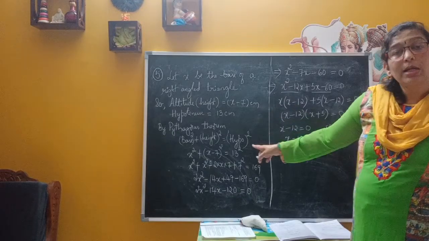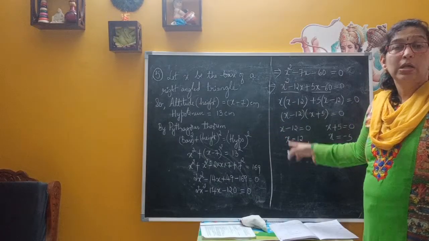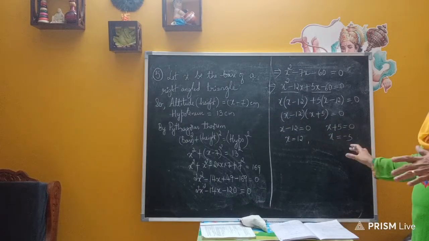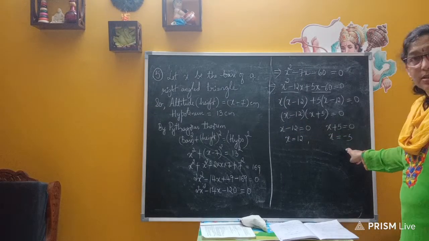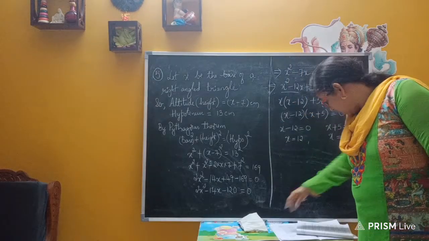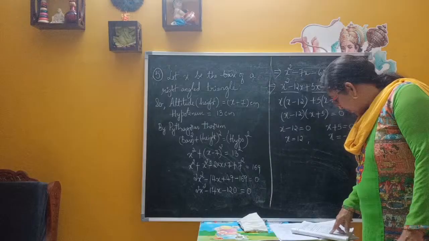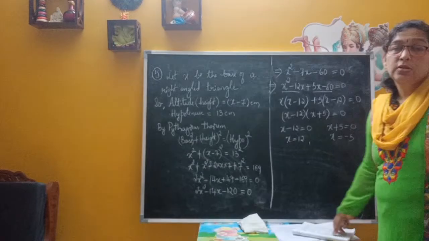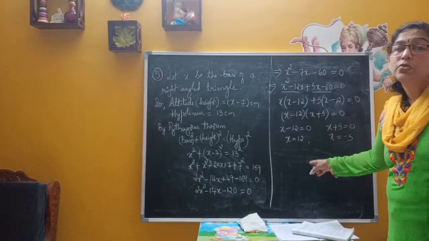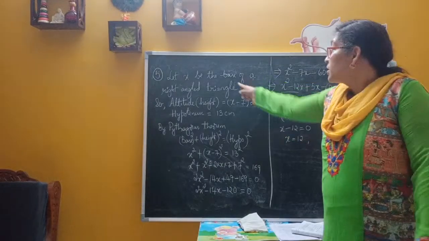But the required answer is now 12. Okay, x value is 12. In the same question, if asked to find the roots of this equation, we should write both the answers. But what is the question here? The question is we need to find the other two sides. So we should find the side using this positive value. Positive value is 12. So the base is 12 centimeter.